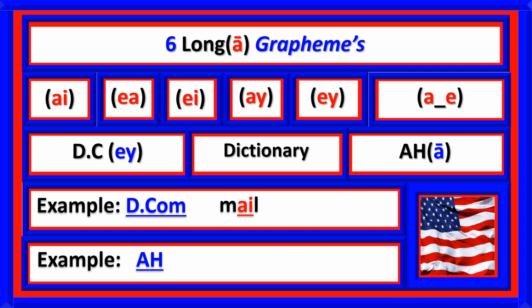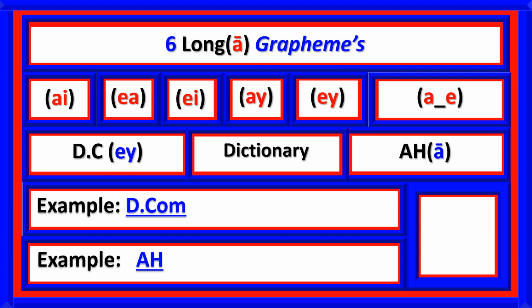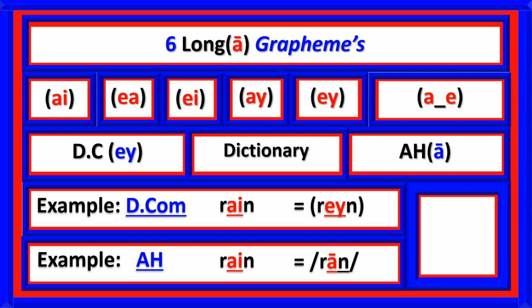Mail for American Heritage, mail. And a mail truck, okay? It's a mail truck. And next, okay, rain, dictionary.com, rain, American Heritage. Walking in the rain.